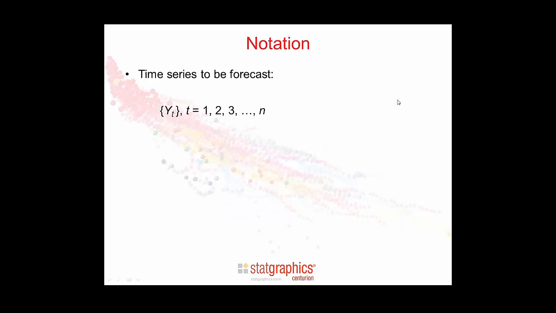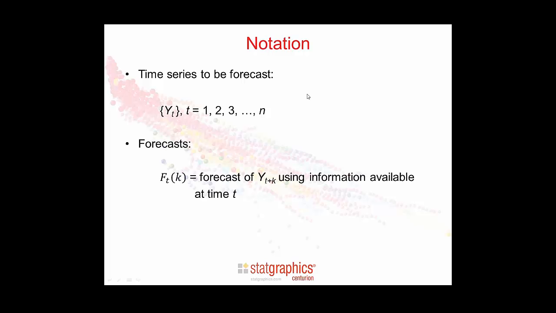Okay, well, let's talk a little bit about notation again. I need some notation in order for you to understand the types of mathematical models I'm going to be using. First off, we have the notation y sub t, which represents the time series that I want to forecast. I'm going to add some notation now for the forecasts. I'm going to let capital F sub t at the value k be the forecast of y at time t plus k using whatever information is available at time t.